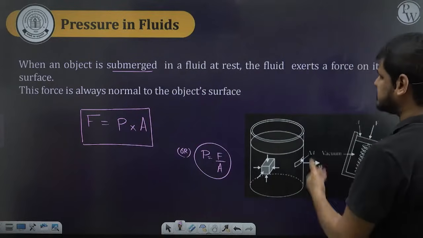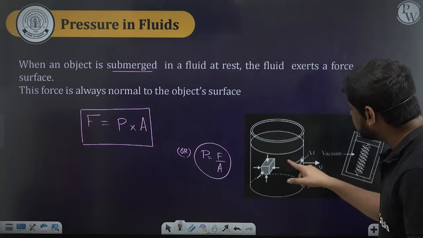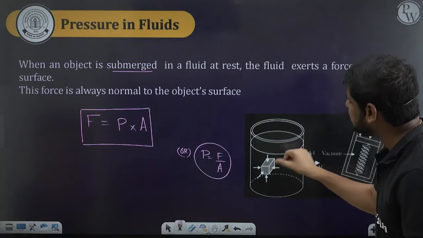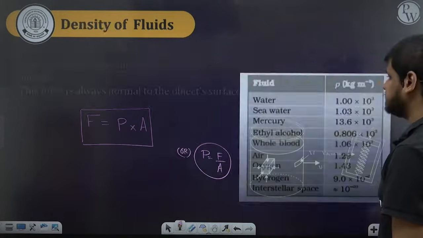The force is always normal to the object surface. So here you can see, let's suppose an object is placed. From all the directions, this object is experiencing the pressure. Right? Done? Sure. Basic things.